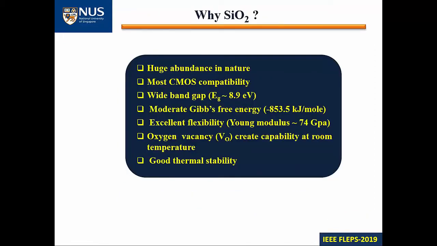To fabricate the RRAM just mentioned, a lot of switching materials have been investigated, such as hafnium oxide and also tantalum oxide. But among them, silicon oxide has been considered as one of the most promising ones due to several advantages. For example, the huge abundance in nature and the seamless compatibility. Also, it has a wide band gap. And also, due to its excellent flexibility, it can create oxygen vacancies at room temperature.